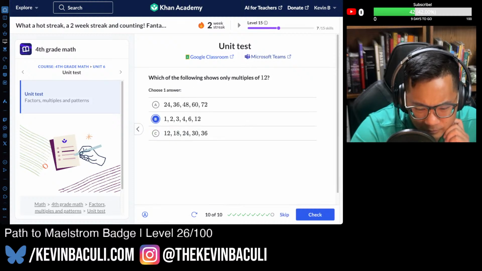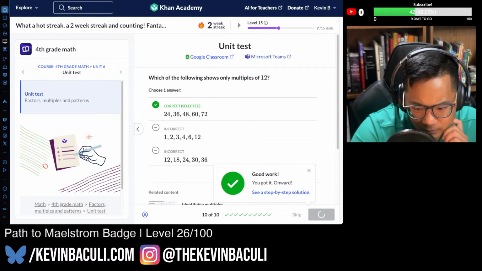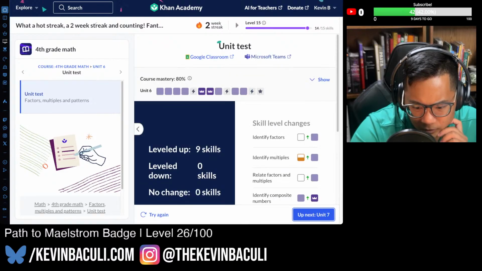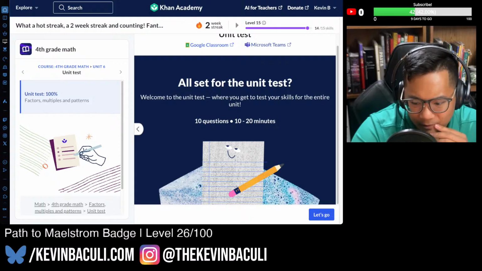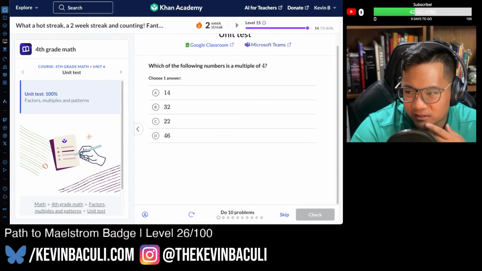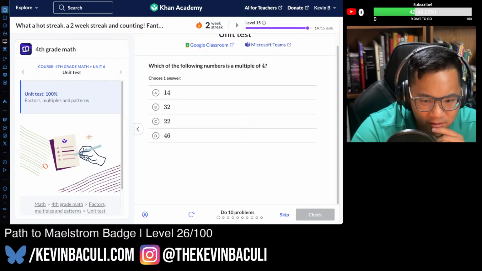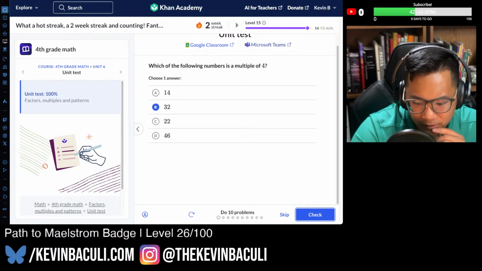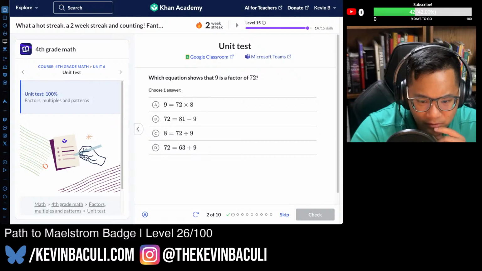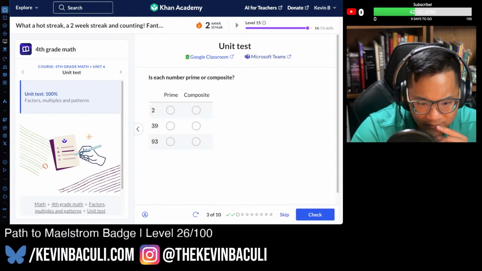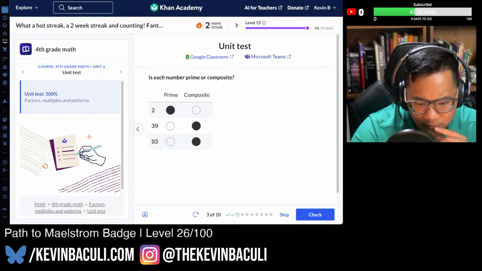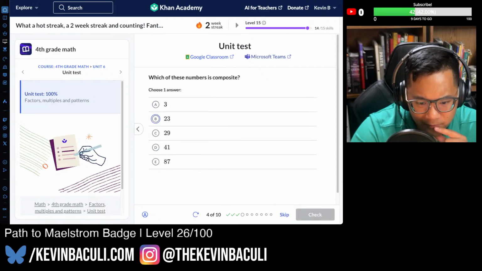Multiples of 12. Those are factors, multiples of 12. I get to do it again. Let's go. I think I'll finish this tonight. It's a multiple of 4. 9 is a factor of prime, composite. Which of the following is a composite number?